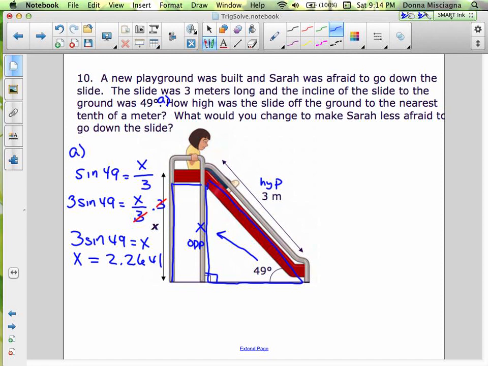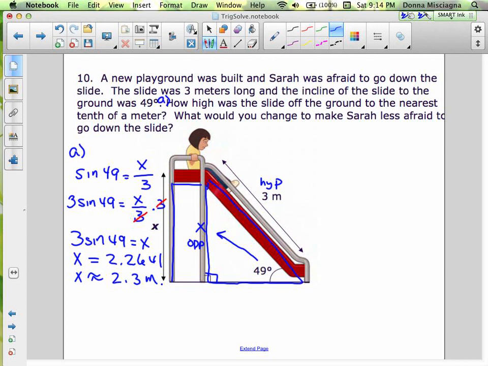And to the 1/10 of a meter, x is approximately 2.3 meters. Right? I think to the nearest 1/10 we would have gotten the same answer whether we use the calculator or we use the table. So x is approximately 2.3 meters.